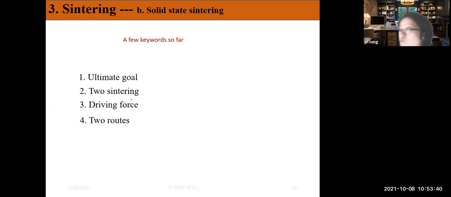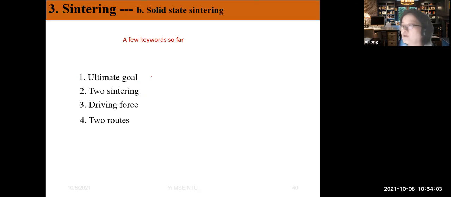Then we have two routes. Route one is you have the densification first, followed by the grain growth later. That's route one, which gives you the densification. Route two is just becoming bigger. The grain becomes bigger and bigger and bigger. So that's coarsening, route two. These are the few keywords so far.